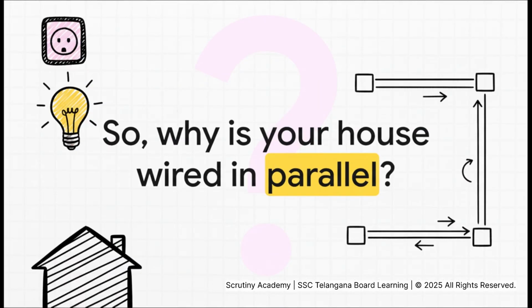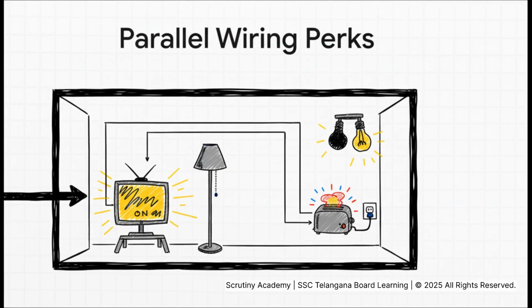So that leads to a pretty obvious question, one you can probably answer yourself now. Knowing the difference, why is your entire house, every outlet, every light switch, wired up in parallel? Well, it really comes down to these three massive advantages.